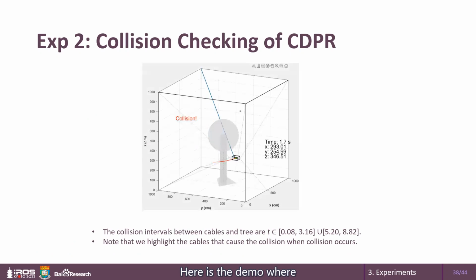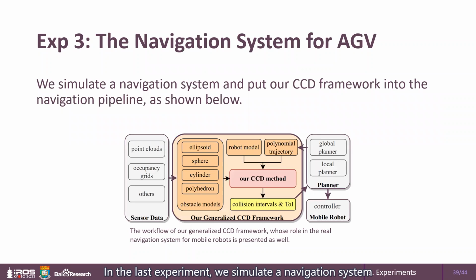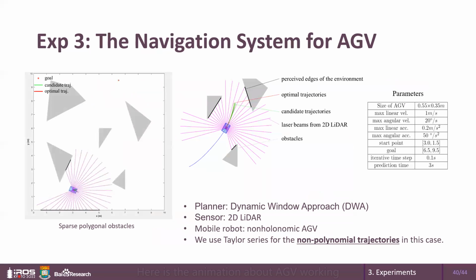Here is a demo where the end effector follows a trajectory, and our CCD method calculates the collision at 2 separate intervals. In addition, we highlight the cables that collide when collision occurs. In the last experiment, we simulate a navigation system and put our CCD method into the navigation pipeline. Here is an animation about the AGV working in a sparse polygonal obstacle environment.